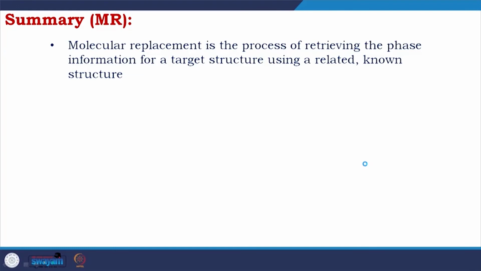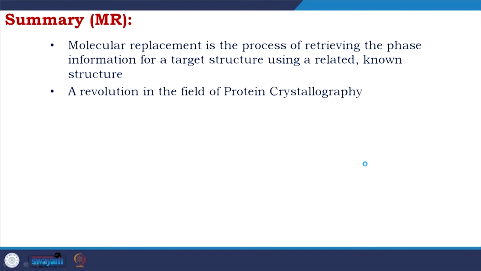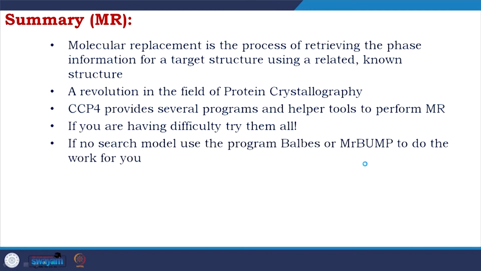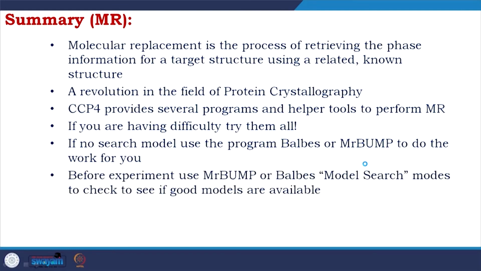So, in summary, molecular replacement is the process of retrieving the phase information for a target structure using a related known structure. It is a revolution in the field of protein crystallography. CCP4 provides several programs and helper tools to perform molecular replacement. If you are having difficulty, you should try them all. If there is no such model, use the program BALBES or Mr. Bump to do the work for you. Before the experiment, you could also use Mr. Bump or BALBES model search modes to check whether good models are available or not.